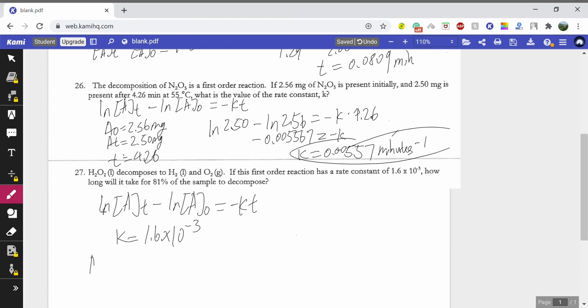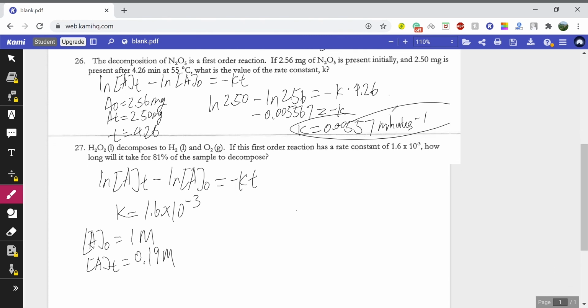So we can assume that A initial will be 1 molar, and after a certain amount of time, 81% will be decomposed, and that's basically 0.19 molar remaining. Now all we need to do is look for the time. So ln of the concentration after 81% is decomposed, which leaves only 19%, which is 0.19 molar, minus ln of initial. In this case, we're assuming 1 molar because we're not given any information about that, and we make that equal to negative 1.6 times 10 to the negative third power times time.